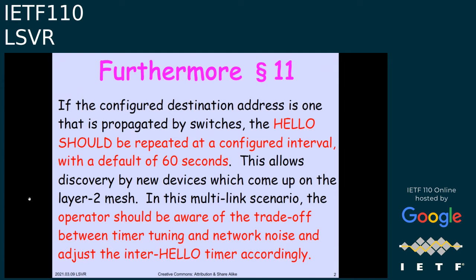So the document says that hello should be repeated at a configured interval with a default of 60 seconds. So when a device wakes up, it should find its friends within a mean of 30 seconds and a max of 60 seconds. But it further warns that in the multi-link scenario, in other words, if you're allowing for intermediate switches, be aware of a trade-off between the timer tuning and network noise, and maybe tune the timer up or down accordingly.